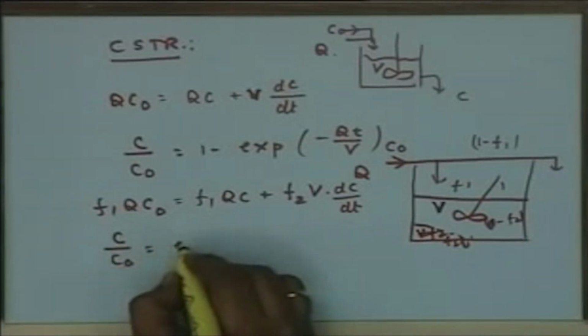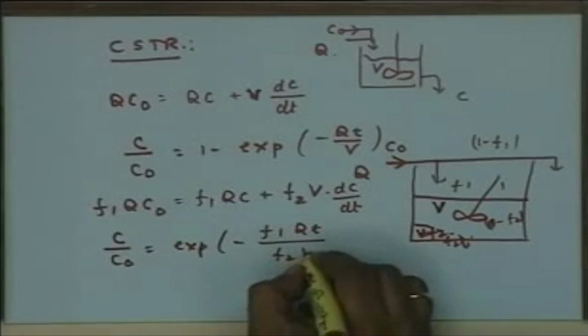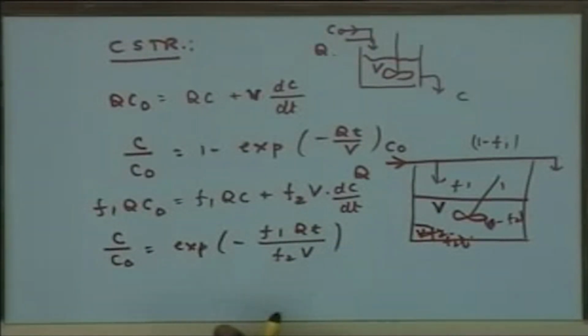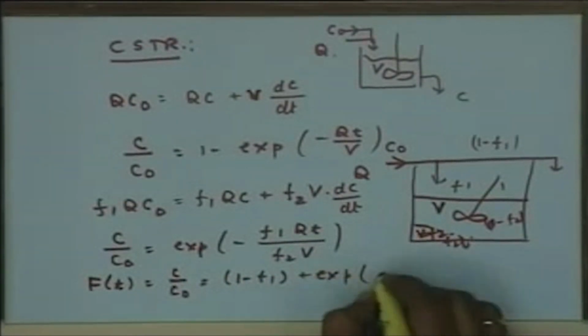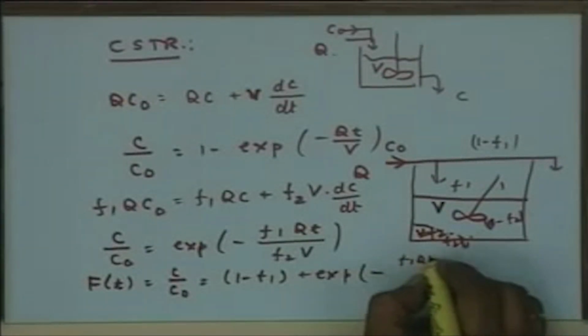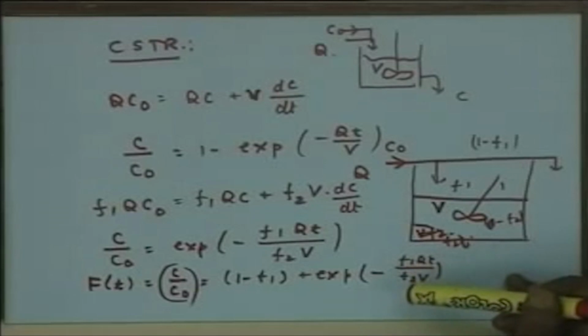C upon C naught is equal to exponential of minus F1 Qt upon F2 into V. This can be combined with the outflow stream equation, that is the mass balance equation, as the F curve: F naught, that is C upon C naught, equal to 1 minus F1 plus exponential of minus F1 Qt upon F2 into V. Now, if you plot this expression of the distribution C upon C naught, you will get a different kind of profile from which the parameters F1 and F2 can be calculated.